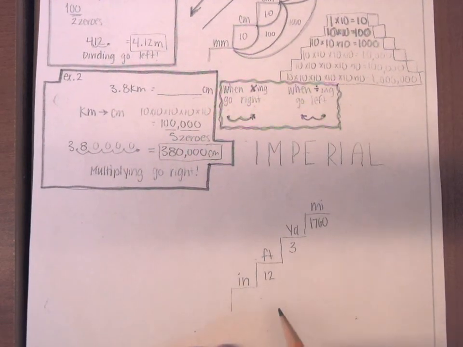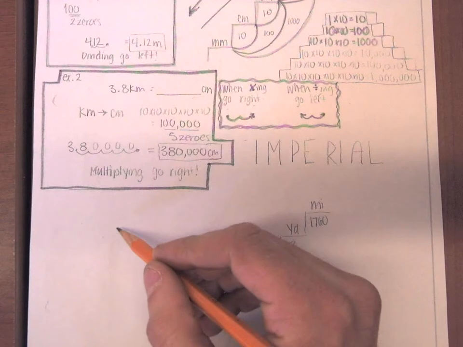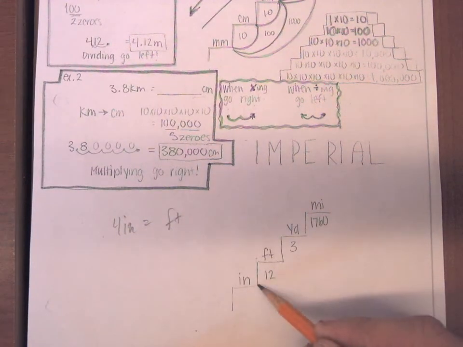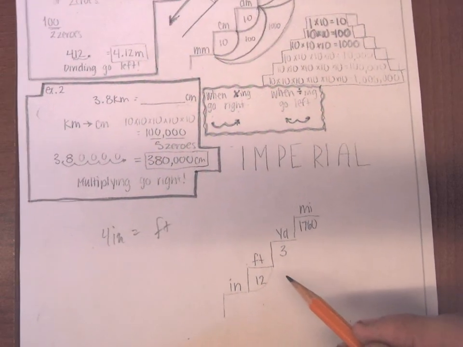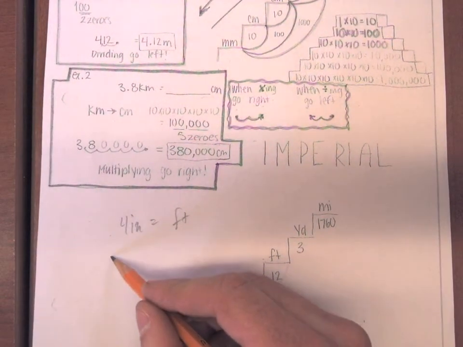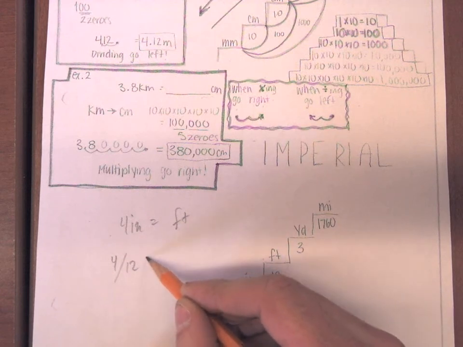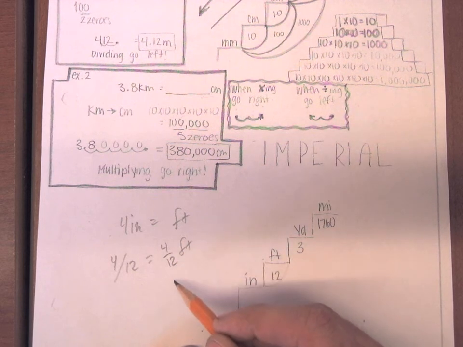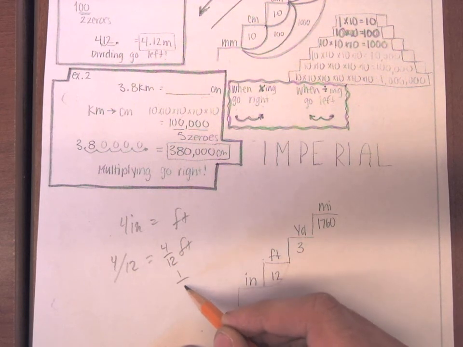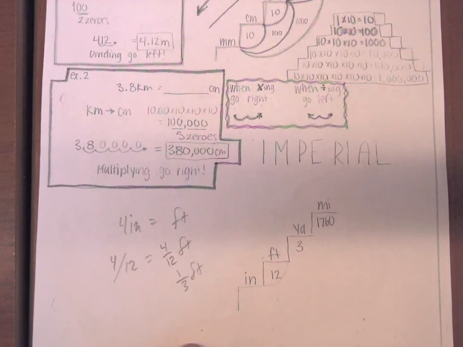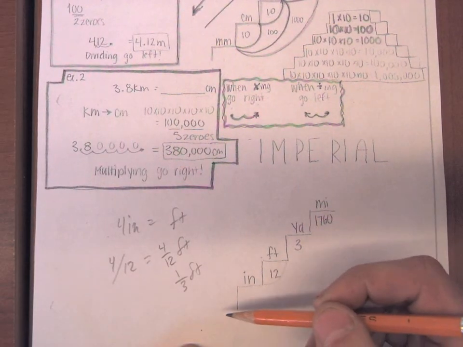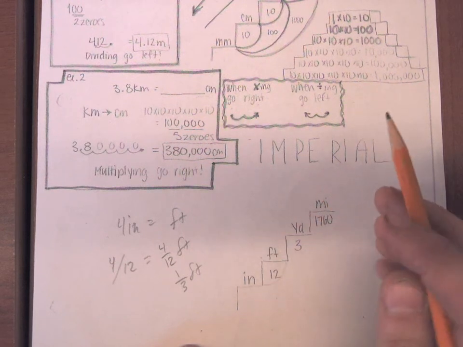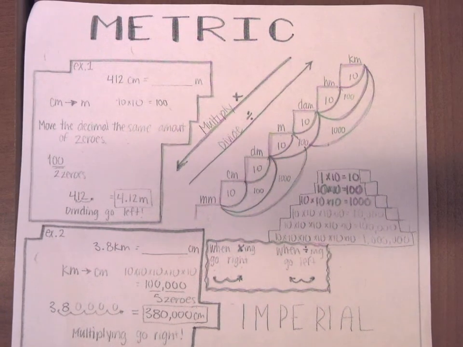And if you're going to use the imperial, you're going to do the same thing. If you're going from 4 inches to feet, you're going upwards, and that means you're going to divide. So you're going to be going 4 divided by 12 is going to be how many feet it is, and you could reduce that to 1/3 of a foot. And again, if you're going downward, it's going to be multiplied. So maybe that chart will help you a little bit further. Thanks.